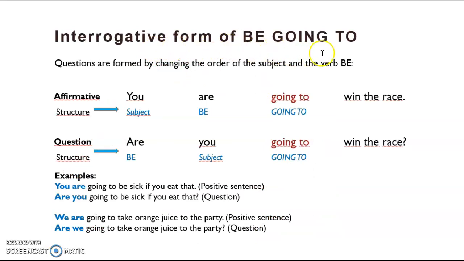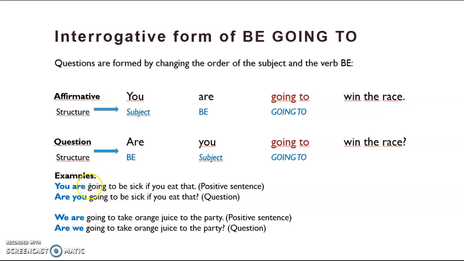The interrogative form of be going to, well, the questions are formed by changing the order of the subject and the verb to be. If we have in affirmative the subject you, the verb to be are, the structure going to, and the complement with a verb in simple form, then the question would be first the verb to be, then the subject, later on the going to structure, finally the complement, and obviously, well, our question mark at the end. So the question would be, are you going to win the race?